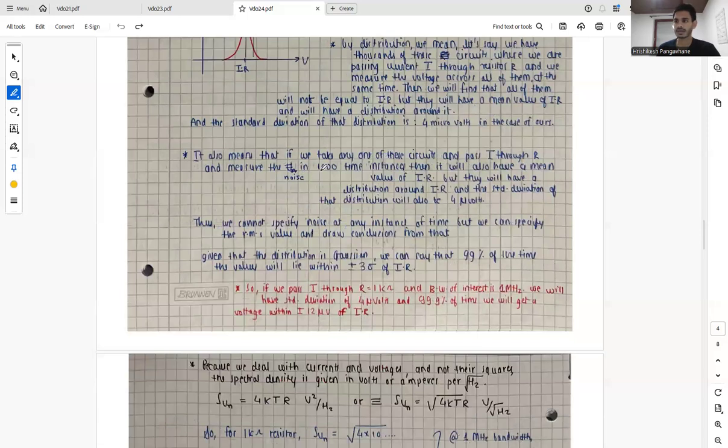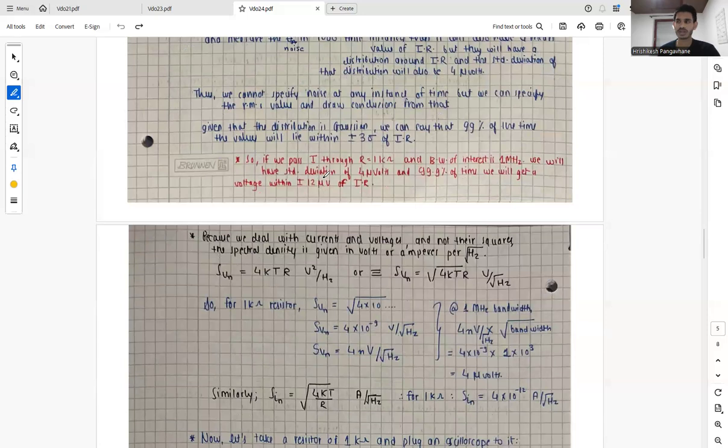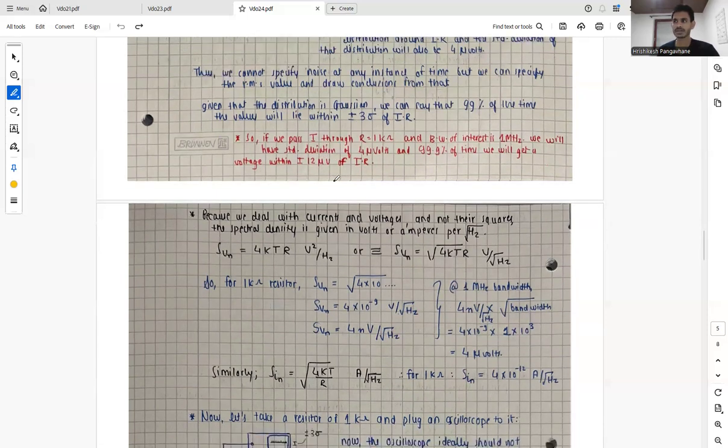Now, because we deal with currents and voltages in our circuits and not their square values, the spectral density is also sometimes given in volts or amperes per root hertz. So what we had was SVN equal to 4 kTR, which had units of voltage square by hertz. But we deal with currents and voltages and not their squares. So sometimes SVN is given as root of 4 kTR, so the units become volts divided by root of hertz.